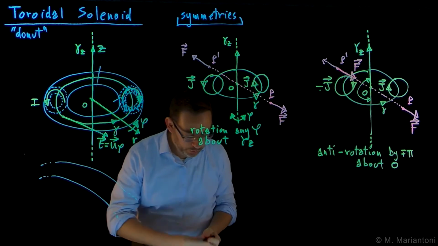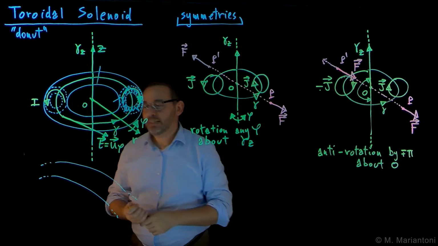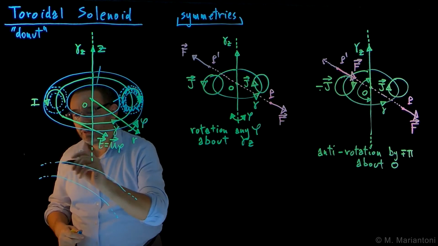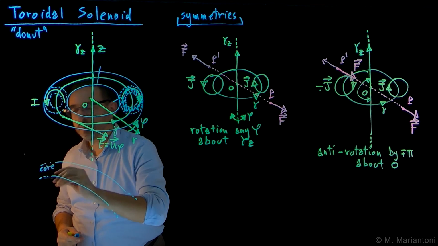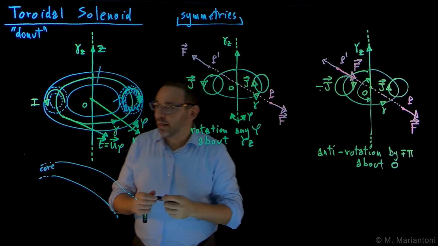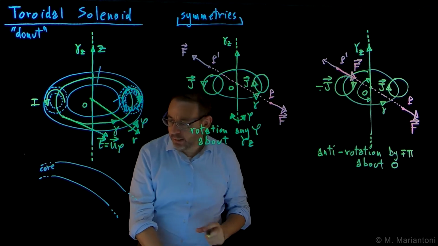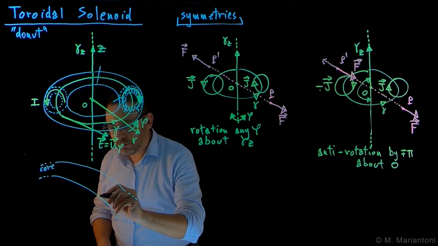So the way we do the wire, the torus itself, is to consider this as a core. So this is a core made of some material, let's say wood in this case, okay? And then we wind up around it a coil in the following fashion.